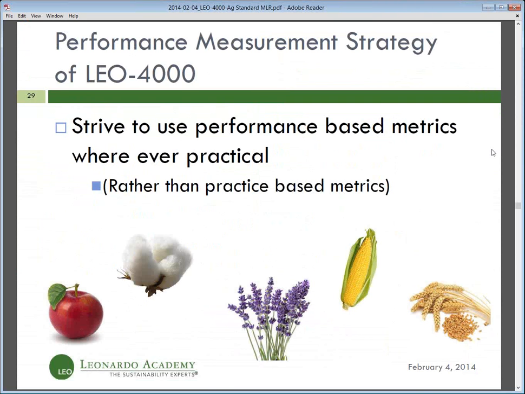An important thing to note about the measurement strategy in Leo 4000 is that it strives to use performance-based metrics wherever practical, rather than practice-based metrics. The importance of using performance-based metrics is that it creates a competitive opportunity for producers and other people in the marketplace to identify better and easier ways to achieve the performance goals that are identified in the standard.